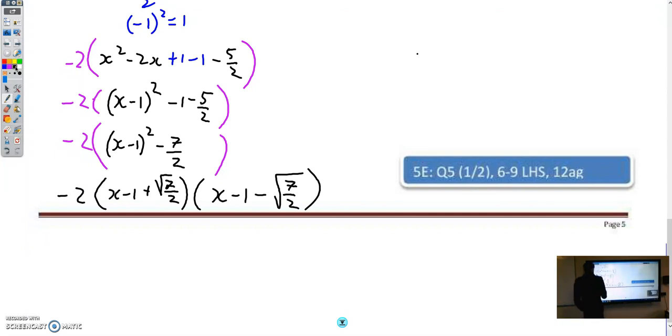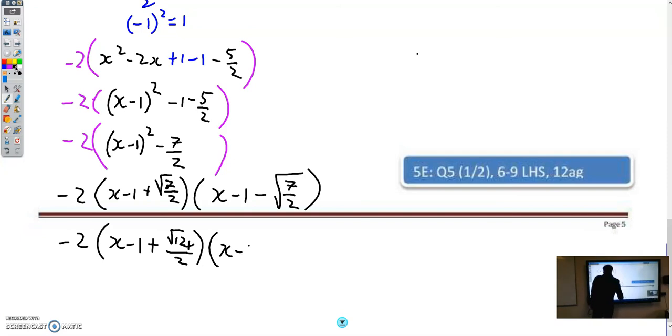Now, remembering our surds, if you have a surd fraction, always rationalize. So we will have x minus 1 plus root 14 on 2, x minus 1 minus root 14 on 2. Good luck.